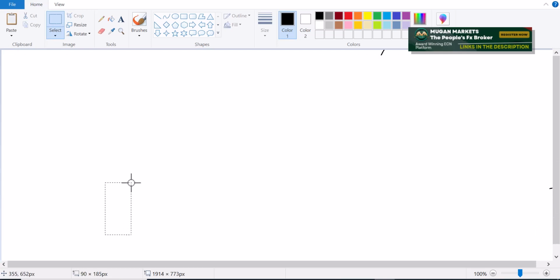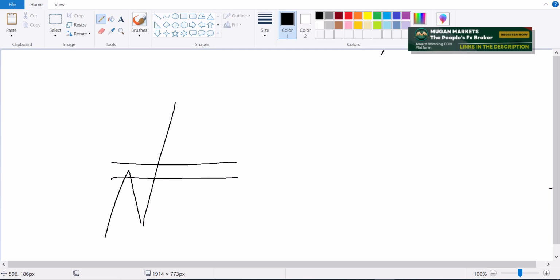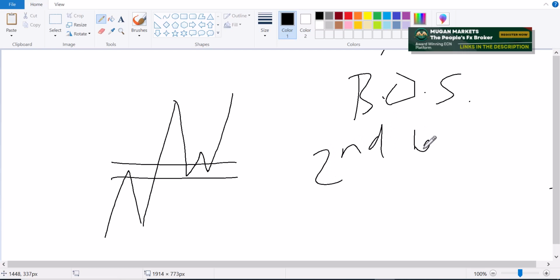Number one, when you see a high like this and you draw your zone, and price breaks that zone, that is a break of structure. Number two, when you see price retesting that, what you need to see is the second leg. If you are buying, the second leg should be above the first leg. You see, this is the first leg, and this second leg should be above this one.